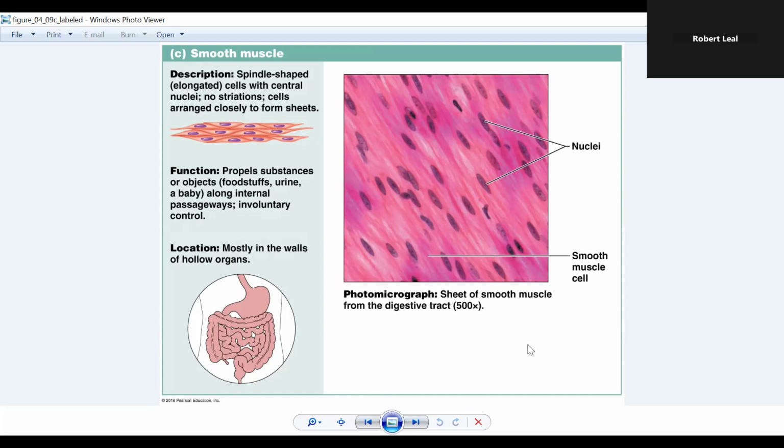So an example here, your digestive organs have smooth muscle within the walls. Within your bladder, we store liquid waste and you need to propel it out. Within the walls, you'll find smooth muscle. Within blood vessels, within their walls, you'll find smooth muscle. And the function is to push contents through the organ.